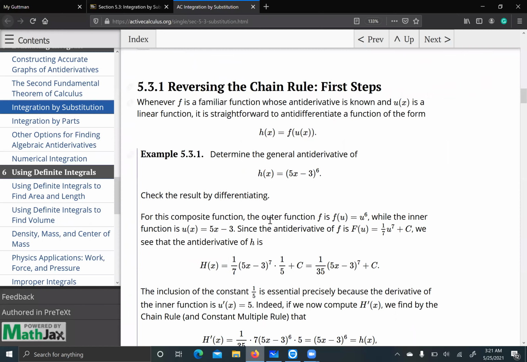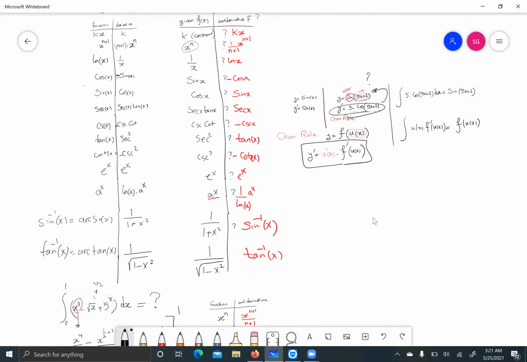But if you have a function like this, 5x minus 3 to the power of 6, see the difference. The function is (5x minus 3) to the power of 6, and the question is, what is the antiderivative? What is the integral? If this was x to the 6, then I could say this is a power function, so the antiderivative is x to the 7 over 7. But this is not simply x to the 6. There is an inner function, which is 5x minus 3. So instead of x, I have 5x minus 3 to the power of 6.